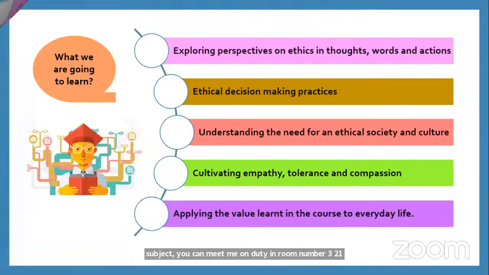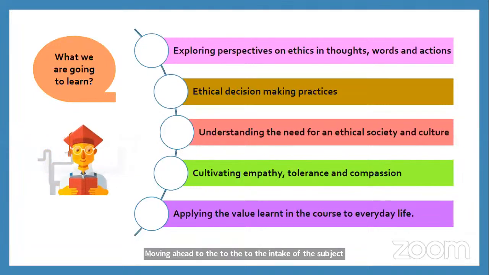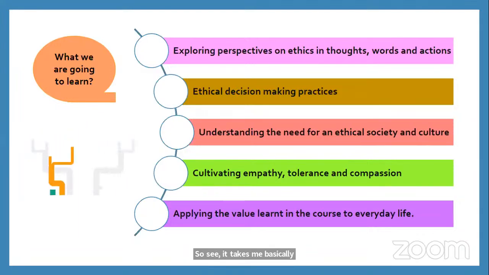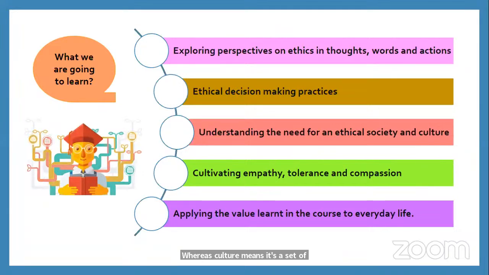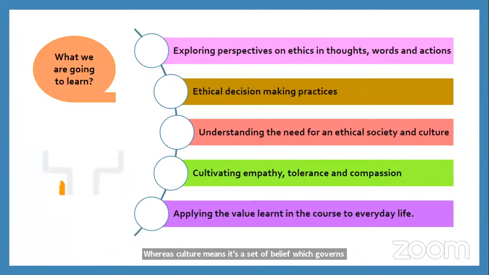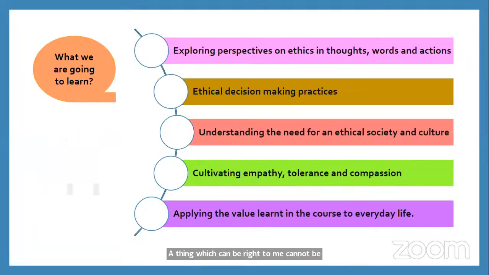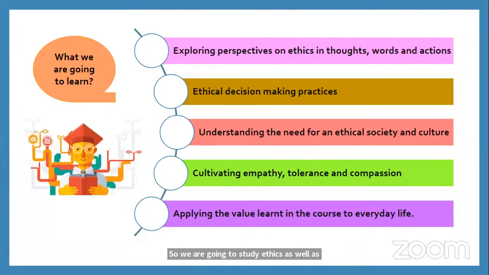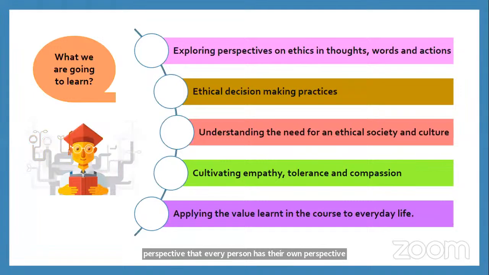Moving ahead to a glimpse of the intake of the subject, what the subject is going to teach us or what we are going to take from this subject. Ethics means knowing what is right for us and what is wrong for us, whereas culture is a set of beliefs which governs or guides our life. Ethics depends on person to person. A thing which can be right to me cannot be right to you, or the thing which can be wrong to me can be right for you. So we are going to study ethics as well as culture, from your perspective and other perspectives, and every person has their own perspective. So we are going to study the subject from the perspective of others.